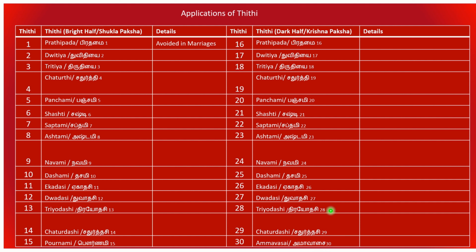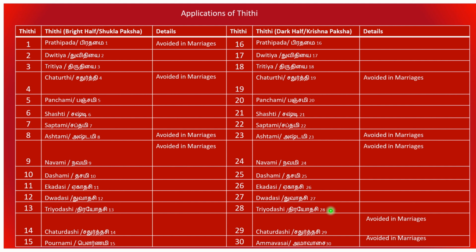Pradamai is avoided in marriages. You have Chaturthi, which is also avoided in marriages or auspicious activities. You have Ashtami, very popularly avoided. Navami, avoided. You have Chaturthi of the Krishna Paksha, Ashtami, Navami again, and you have Chaturdeshi. Krishna Paksha Chaturdeshi is avoided. These are considered inauspicious Thithis. And also Ammavasai.